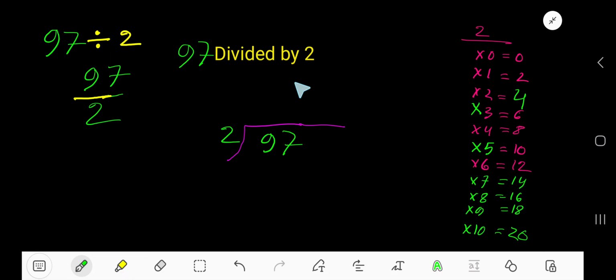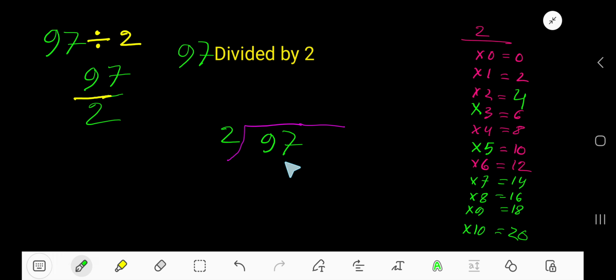97 divided by 2. Here 2 is a divisor, so we need the multiplication table of 2. 2 times 0 is 0, 2 times 1 is 2, 2 times 2 is 4, 2 times 3 is 6, 2 times 4 is 8. To find out the multiplication table of 2, just add 2 to the previous step. 0 plus 2 is 2, 2 plus 2 is 4, 4 plus 2 is 6, 6 plus 2 is 8, 8 plus 2 is 10.